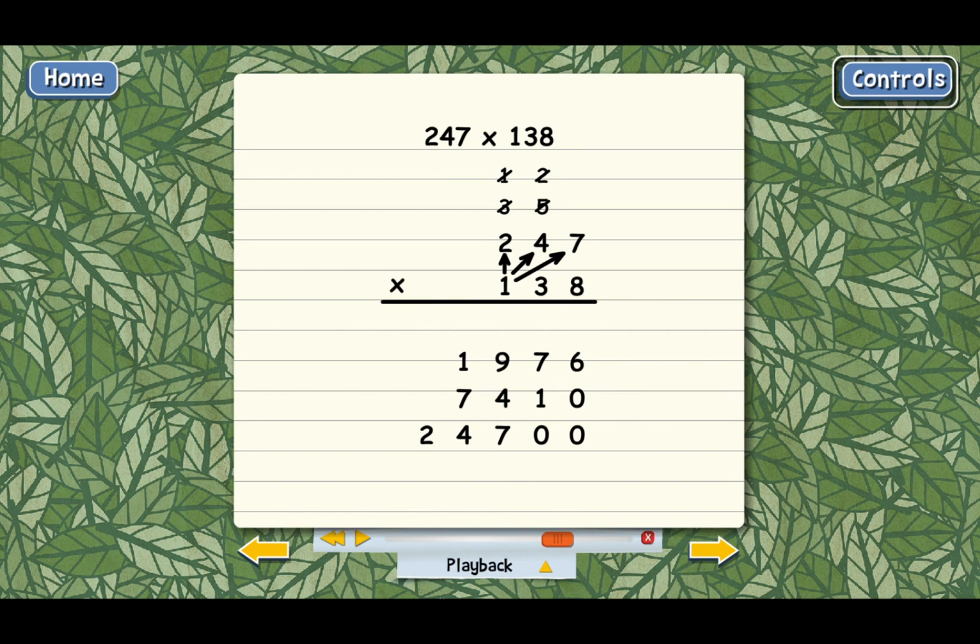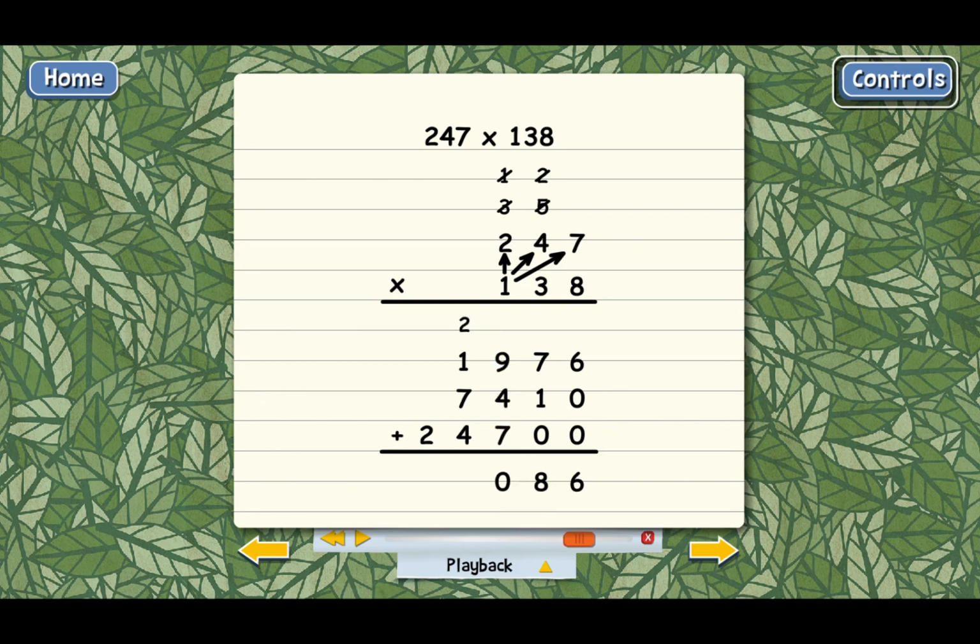The next step is to add up all 3 of these rows. And we'll start with the ones column. What's 6 plus 0 plus 0? Good. Now we go to the tens column. Why don't you add that column up? Yes. Next, we add the hundreds column. Notice you're going to have to carry on this one. Go ahead.